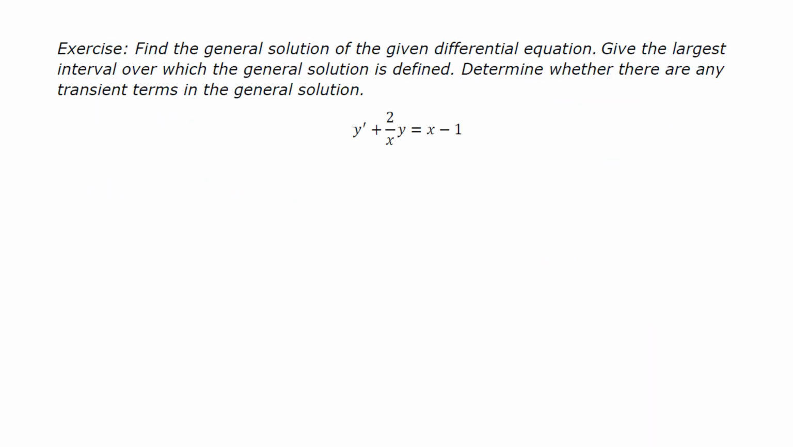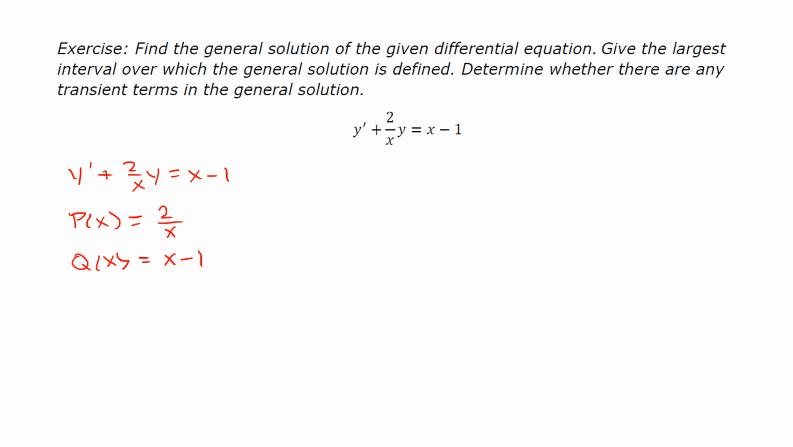Okay, next we have y prime plus 2 over x y equals x minus 1. So we know that our equation is written in standard form, so we can identify our p of x, which is 2 over x, and our q of x, which is equal to x minus 1.